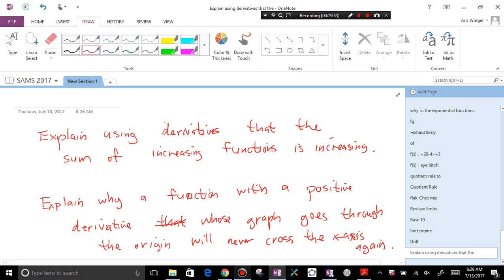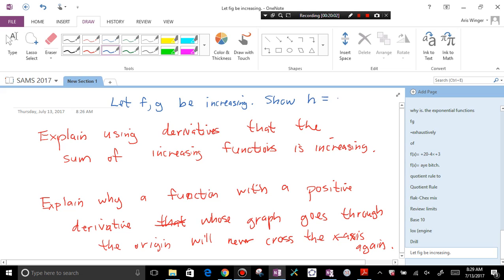I'll write some alternative versions of how I could ask this, right? Let f and g be increasing. Show that the function h, which is f plus g, is also increasing. What I just wrote in blue and this first statement in red are the same question.